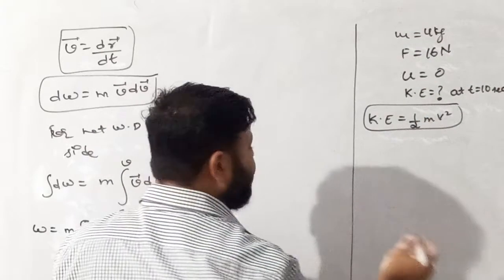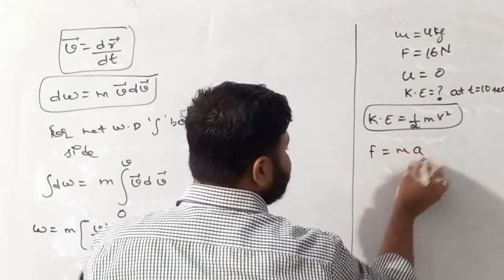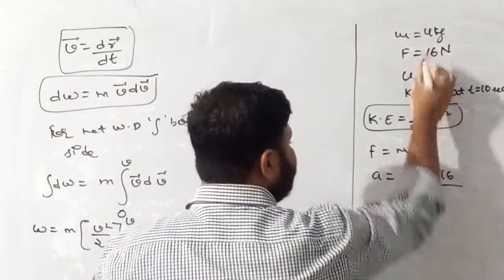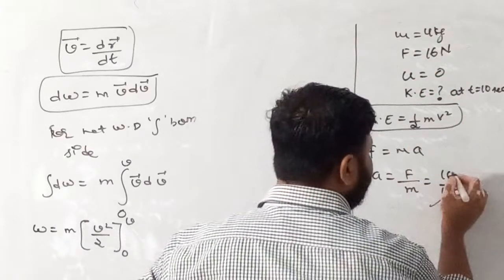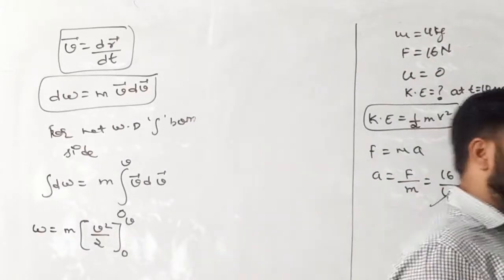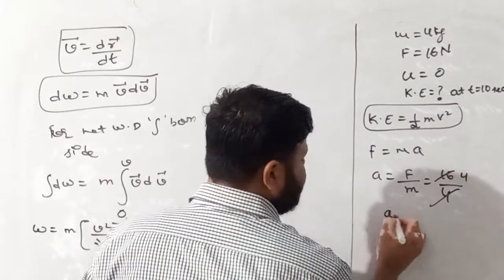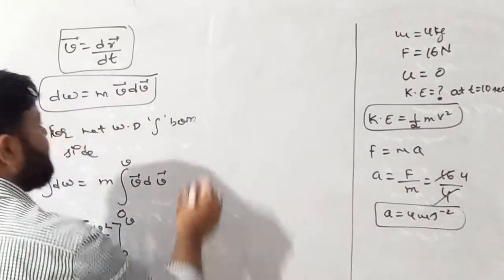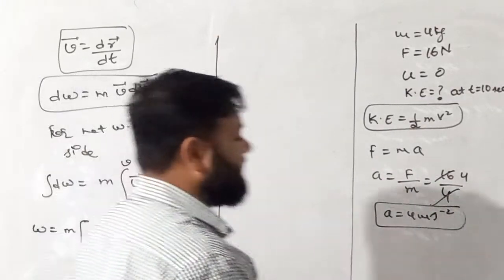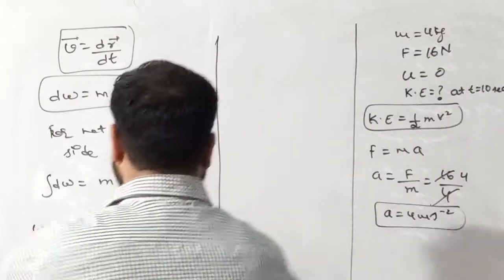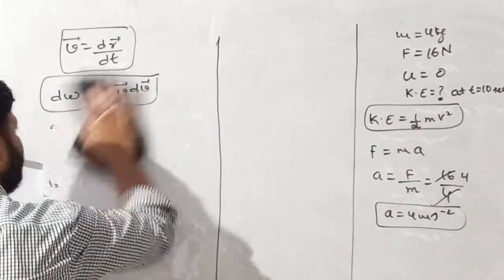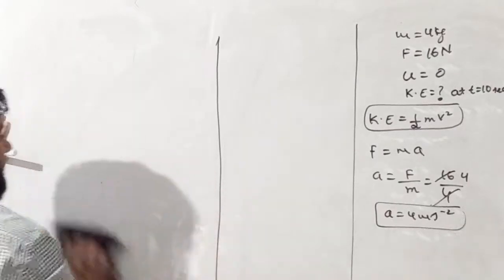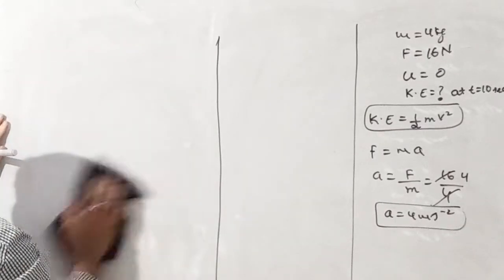So first of all, find the value of acceleration. We know that F equals ma, so a equals F by m. Force is 16, mass is 4, so 4 fours are 16, so 4 meter per second square is your acceleration. Now find the velocity at t equals 10 seconds. Initially the particle is at rest, so apply the equation of motion, because acceleration is constant.